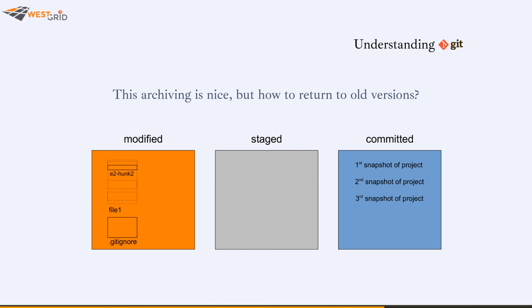So all this archiving is great, it's nice. We have created a history with 3 different snapshots of the project, but how do we return to old versions? Because the whole point of creating a history is that we can make use of it, right? So right now, we can't recreate the past. We can't return to one of our previous snapshots because we have all these modified files. We need a clean working tree before we can go to a previous version.